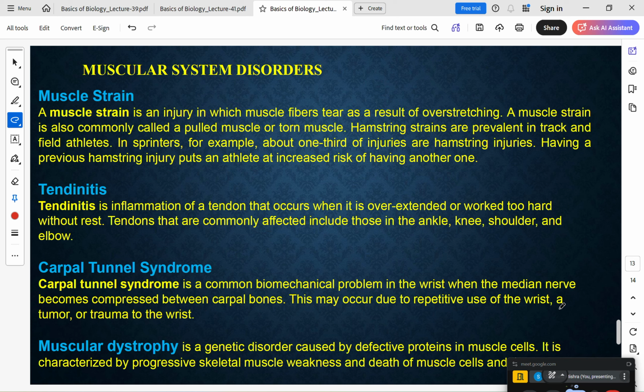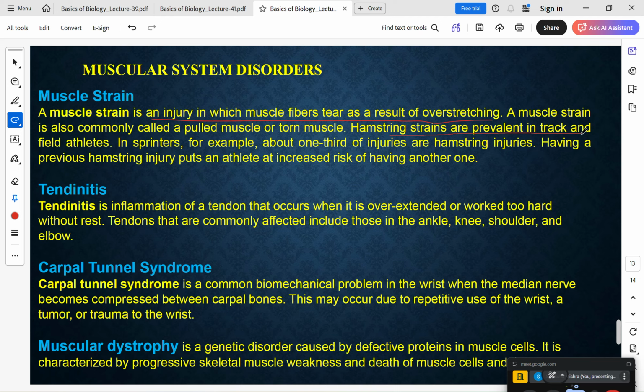What are some of the muscular system disorders that happen? First is muscle strain, which is an injury in which muscle fibers tear as a result of overstretching. It's also known as pulled or torn muscles. Some muscle strain is okay, especially if there is a very high intensity exercise going on. But a lot of strains might be a signal for some underlying cause.